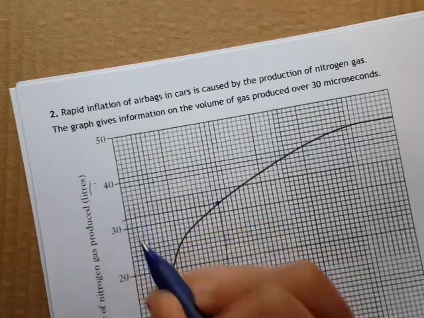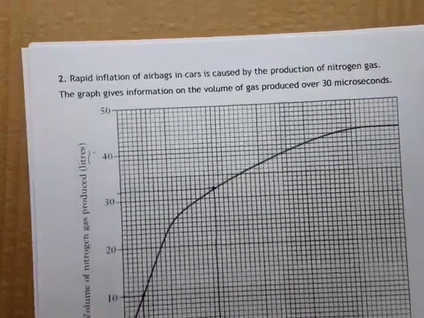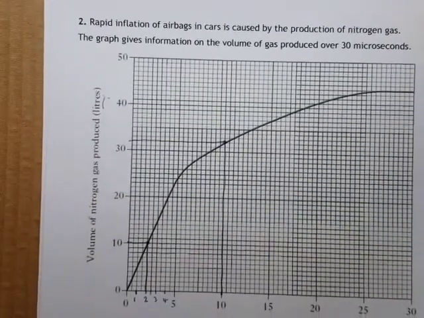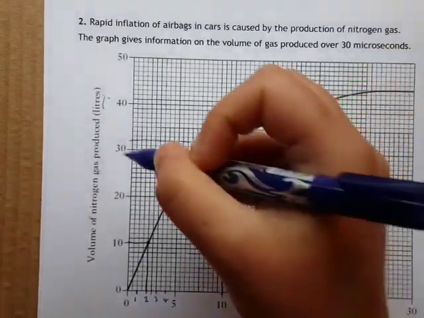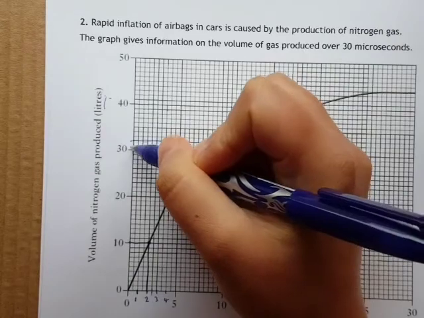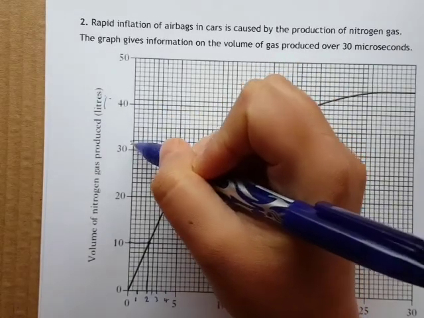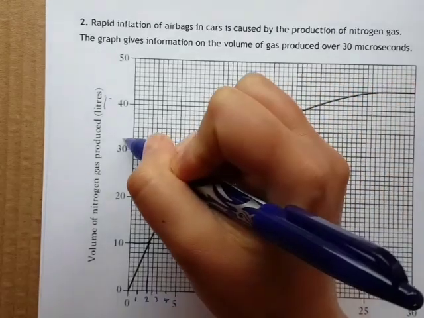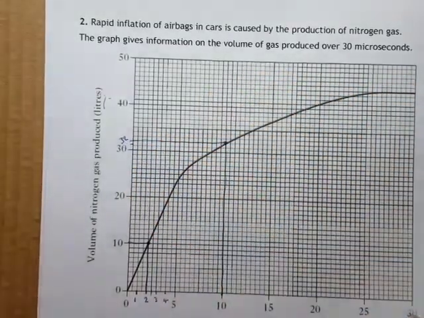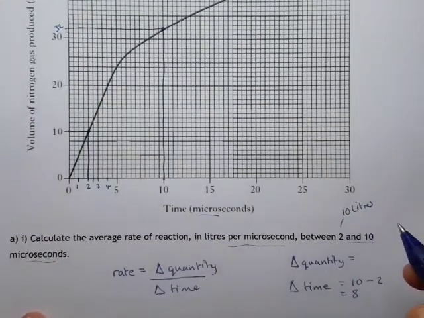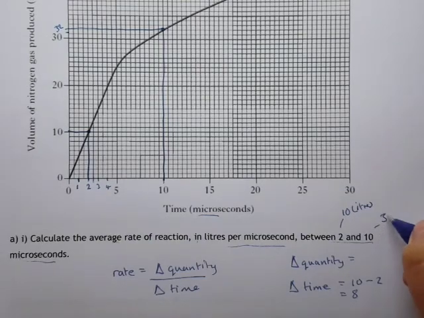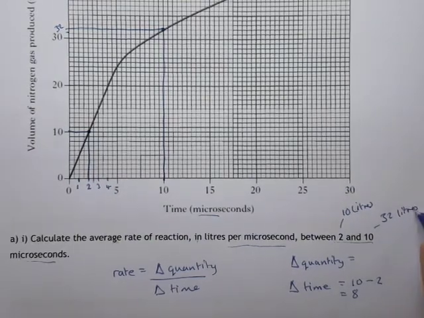And again, I'm going to do that carefully. There was at least 1 or 2 mistakes just in following that across. So now I'm on this scale and I've got between 30 and 40 and I've got 10 little boxes. So I should be able to work out that each little box is 1 and this is coming out at 32. So at 10 microseconds, I had 32 litres of gas.